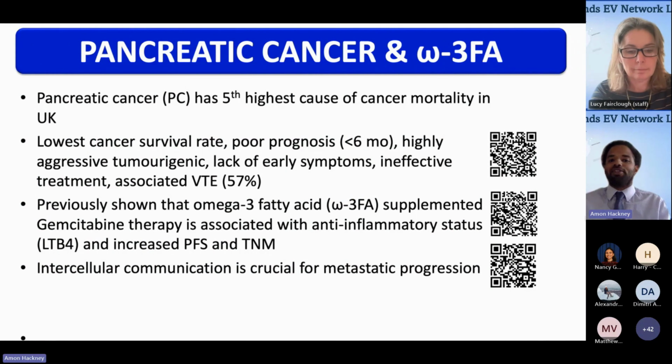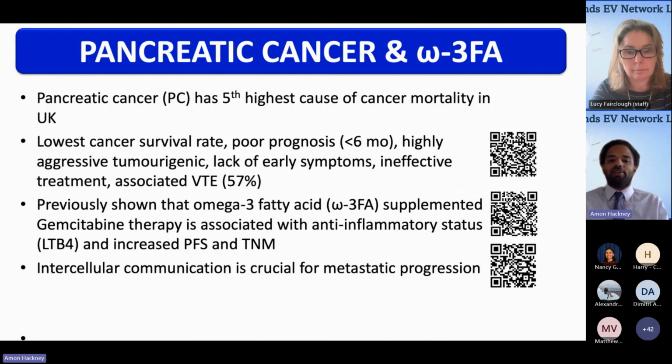People usually get really generalized symptoms such as stomachache, and it's really hard for a doctor to diagnose early. Usually once it's diagnosed, it's already advanced and not suitable for surgical resection. And the chemotherapy for pancreatic cancer is really poor. Hence the high morbidity, and it's also associated with venous thromboembolism, which increases the morbidity even more.